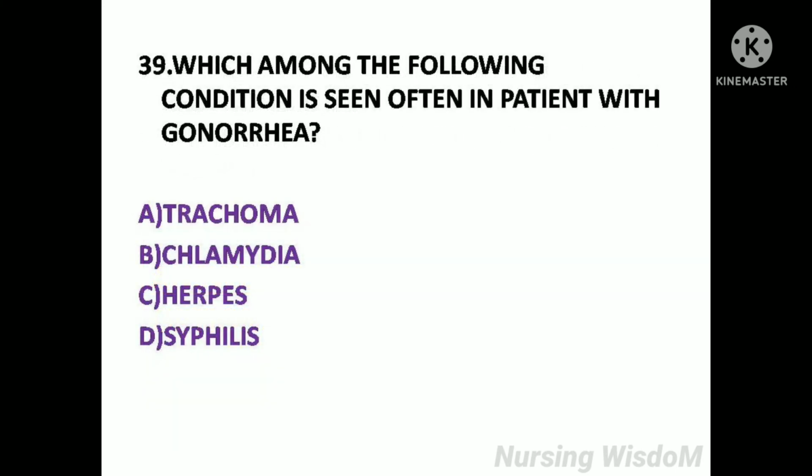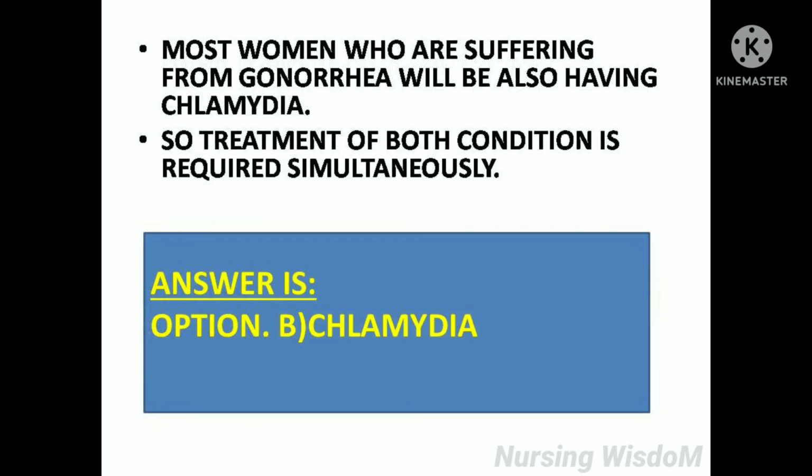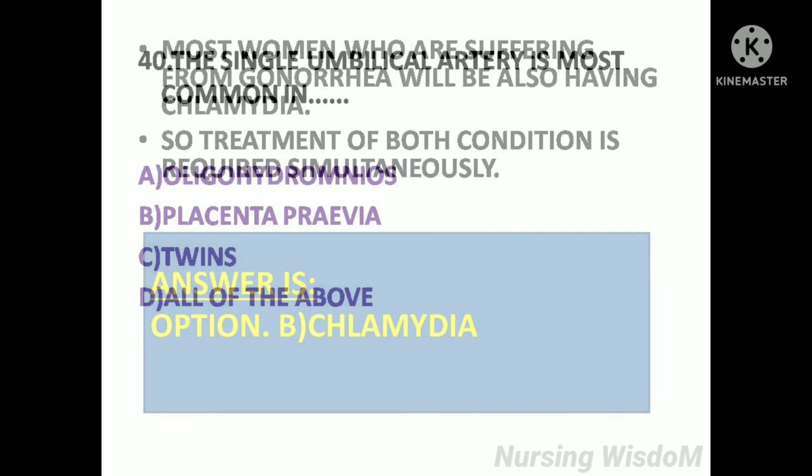Next question, which among the following conditions is seen often in patients with gonorrhea? Option A, trachoma. Option B, chlamydia. Option C, kerphus. Option D, syphilis. Most women who are suffering from gonorrhea will also have chlamydia. So treatment of both conditions is required simultaneously. So here the answer is option B, chlamydia.